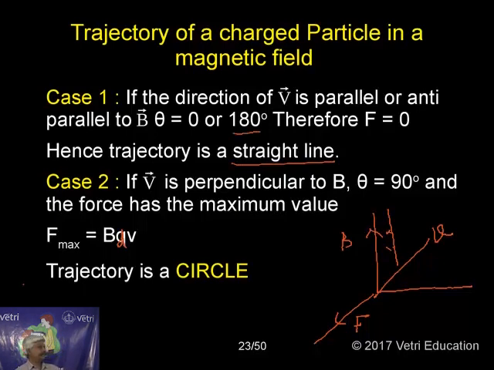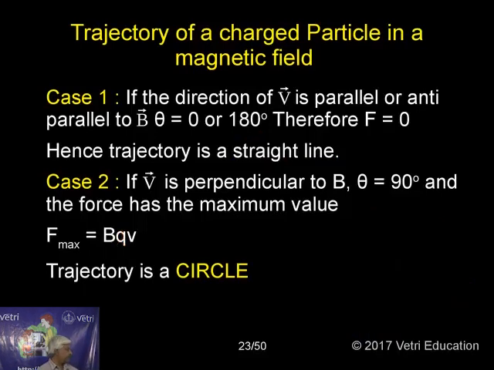Case 2. If the velocity is perpendicular to B, so this is B. If the velocity is along this direction, that is perpendicular to B, then theta is equal to 90. So in our example, that is theta. In the first case, theta is equal to 0. If it comes in this axis, then the angle between the magnetic field and the direction of motion of the velocity is 90 degrees, and the force has the maximum value because sin 90 is 1. Therefore, F is equal to BQV. The trajectory is a circle.